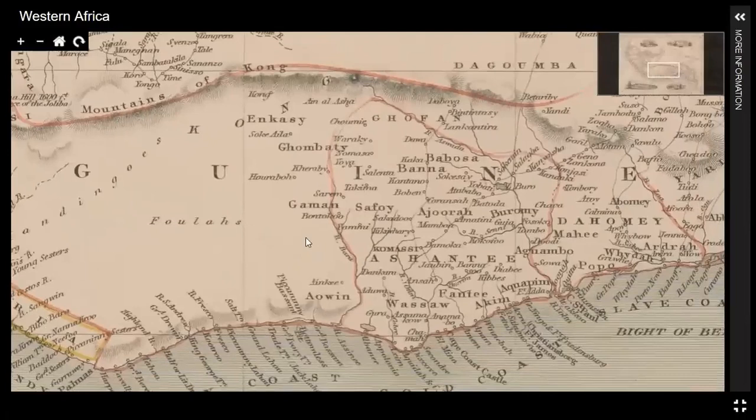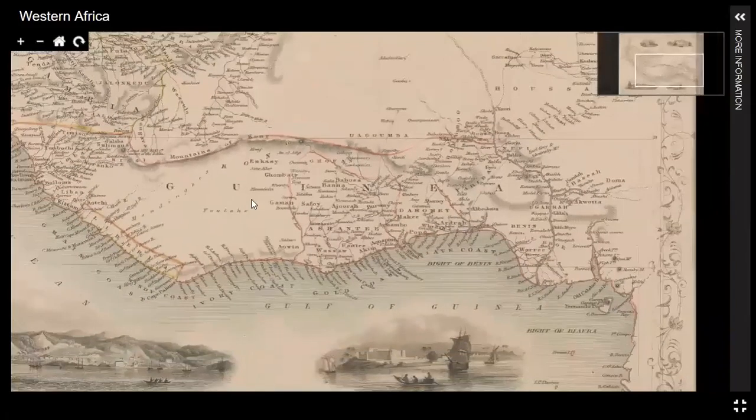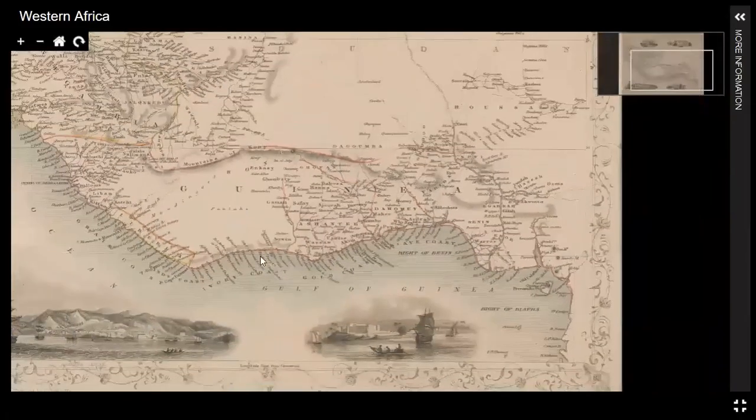There's also an interesting representation of complete emptiness. A lot of detail over here in the Ashanti region, but for this portion of what is now the Central Ivory Coast, total blanks, where there were known to be rivers going to the interior, including the Bandama River, which is well represented in some of the other maps that Professor Bassett has in his collection.